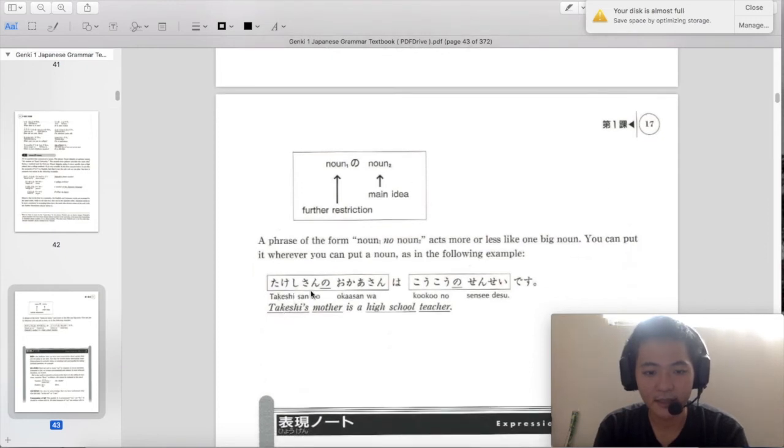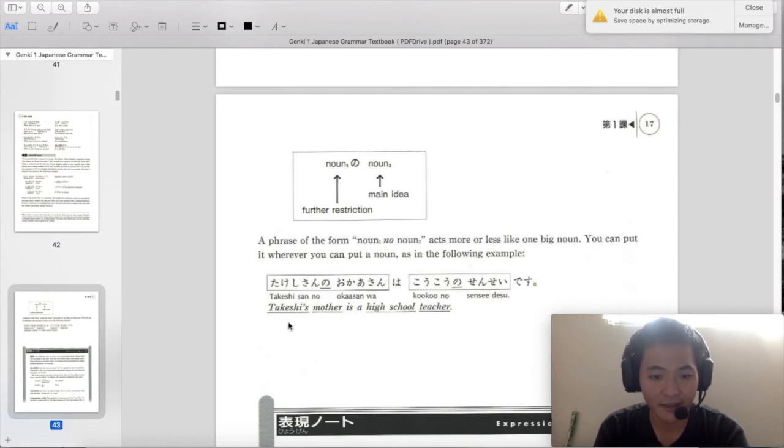So it says Takeshi-san no okasan. So what does that mean? That means it is Takeshi's mom. So it's the mom that belongs to Takeshi, right? So you can actually say Takeshi-san no okasan wa, and we learned wa as that topic particle. So now we are talking about Takeshi-san's mom. And now you guys can see that if you understand the particle no and you understand the particle wa, you can actually use both to make a longer sentence.